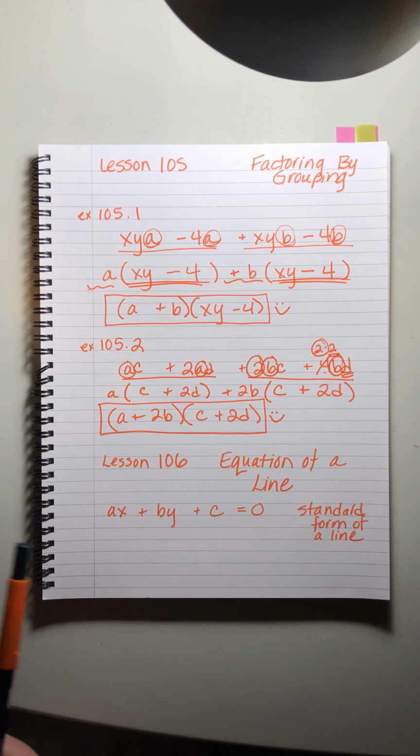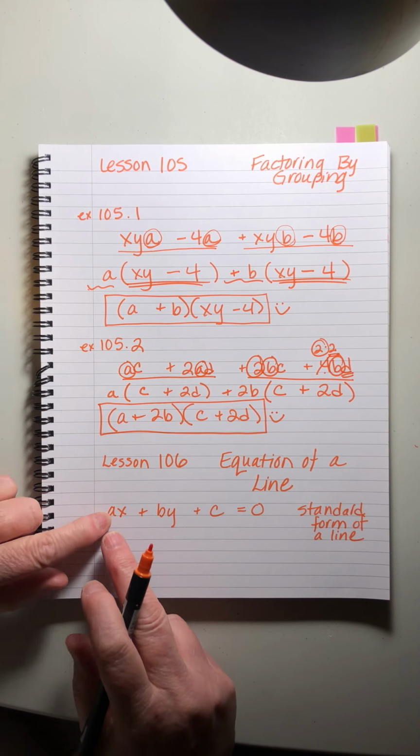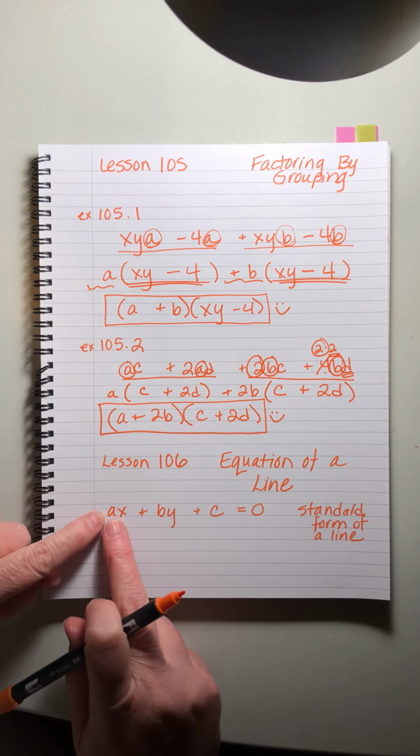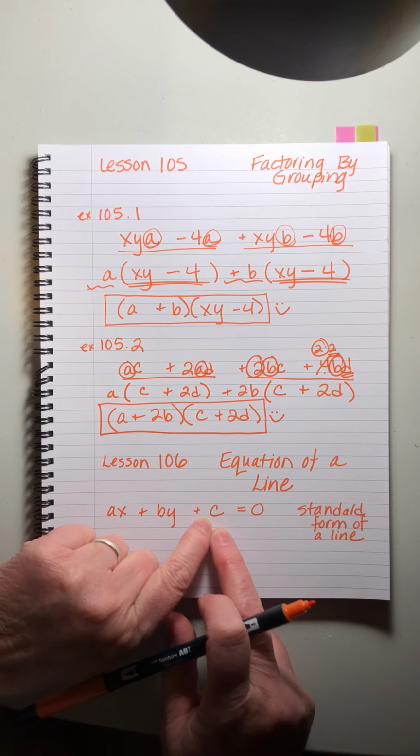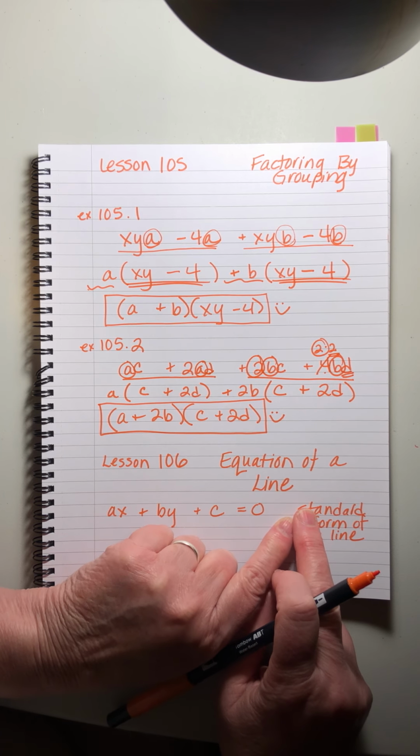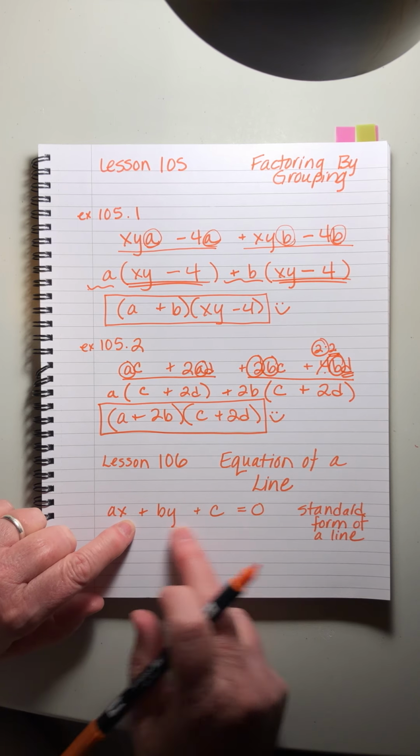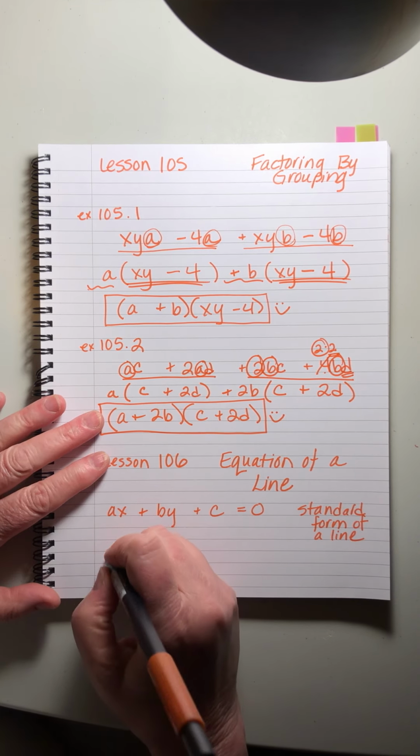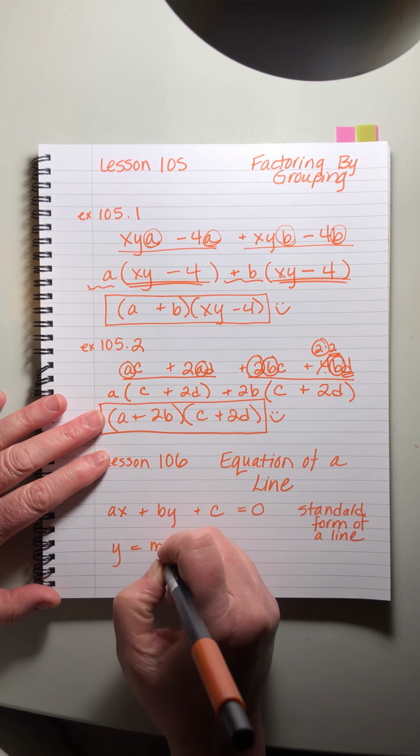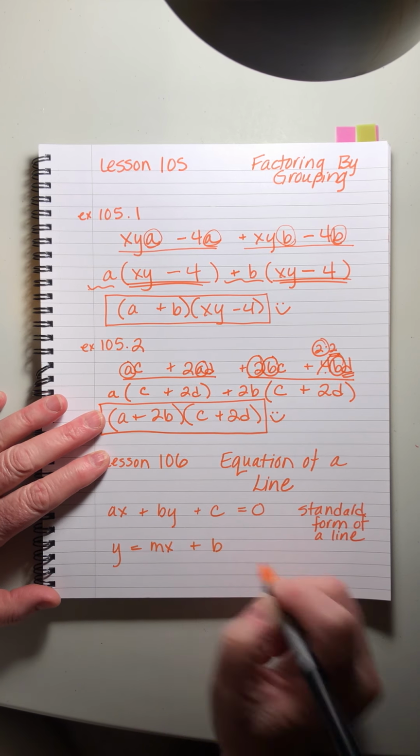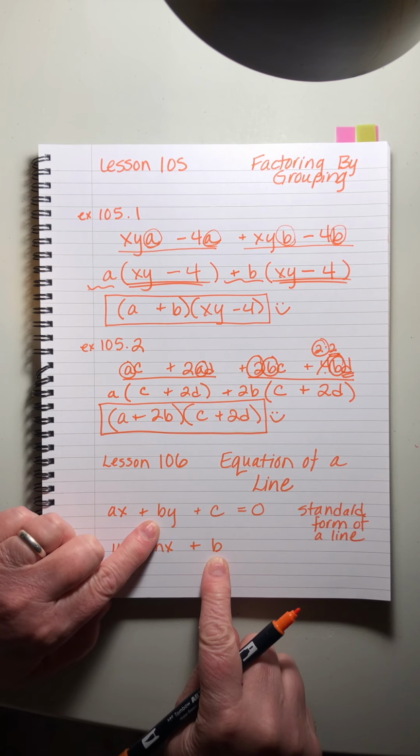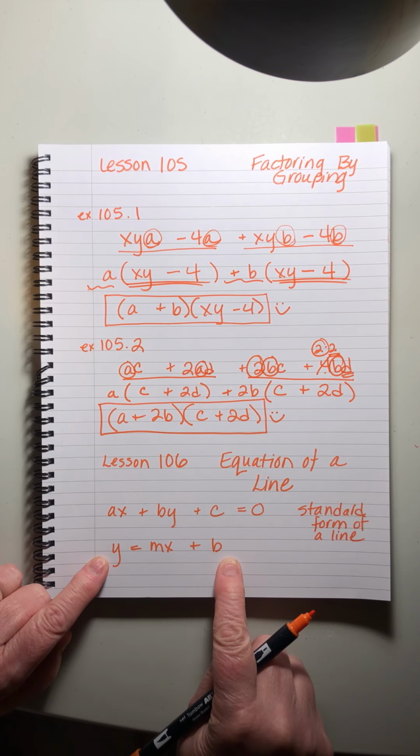Now, we don't see that very often because this is an entirely unhelpful way to arrange the letters. What we would much rather do is shove the AX term across, boot the C, and then divide everything by B so that we get this in an order that we call y equals mx plus b. Now this b means something different. It's not the same b. But this is what we're used to, right?